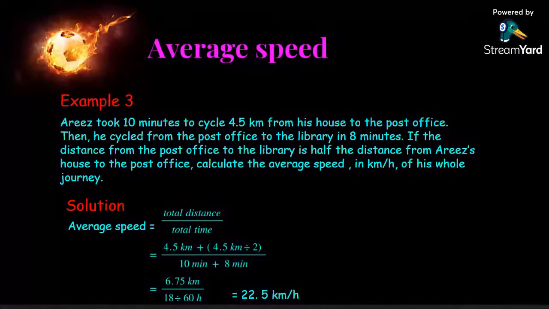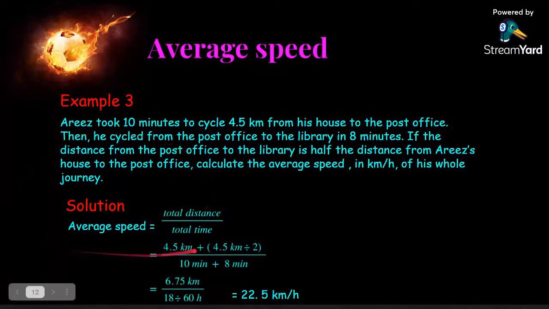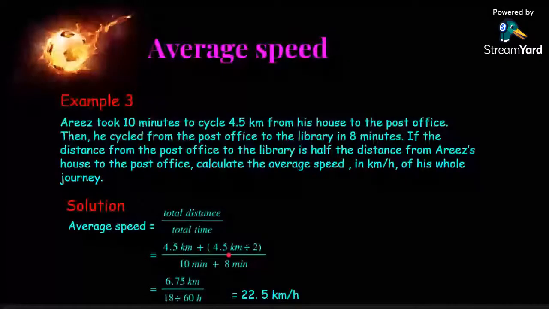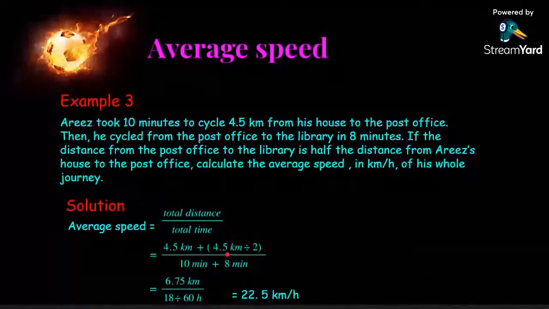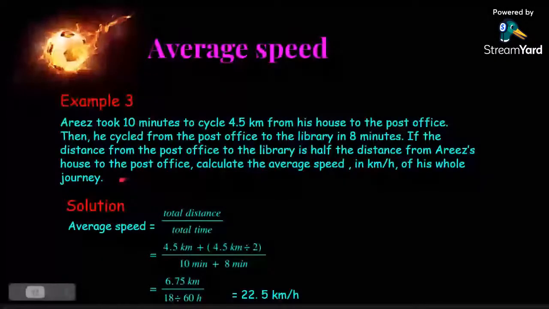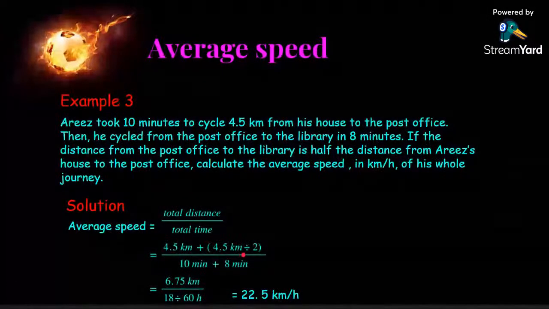Alright. So the formula masih lagi sama. Average speed equals to total distance over total time. Alright. So bila you cakap kat sini total distance. Okay, kita tengok yang the first part ni. 4.5 km ini adalah distance dia from dia punya house to the post office. So that's why letak 4.5. Okay, then kita nak plus sebab dia nak cakap tadi is total distance. Okay, now the distance from post office to the library. Okay, it mentioned here dia kata apa? Half the distance from Aris's house to the post office. So that's why 4.5 km you divide by 2.